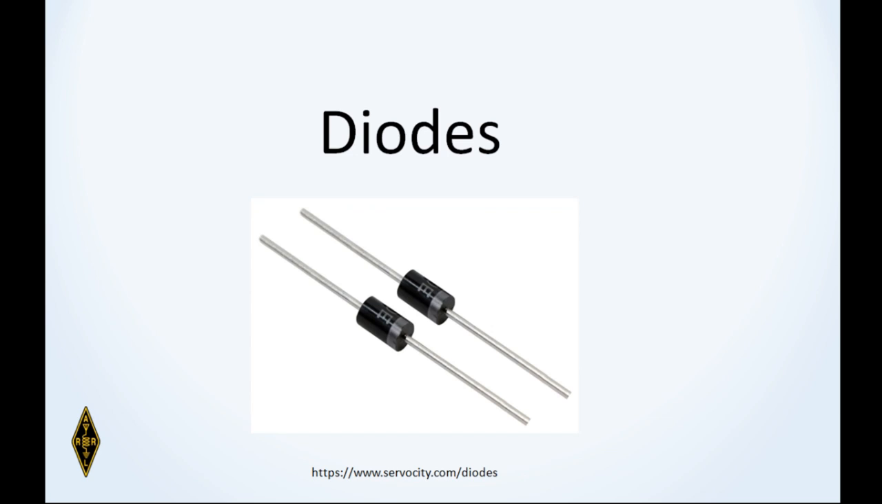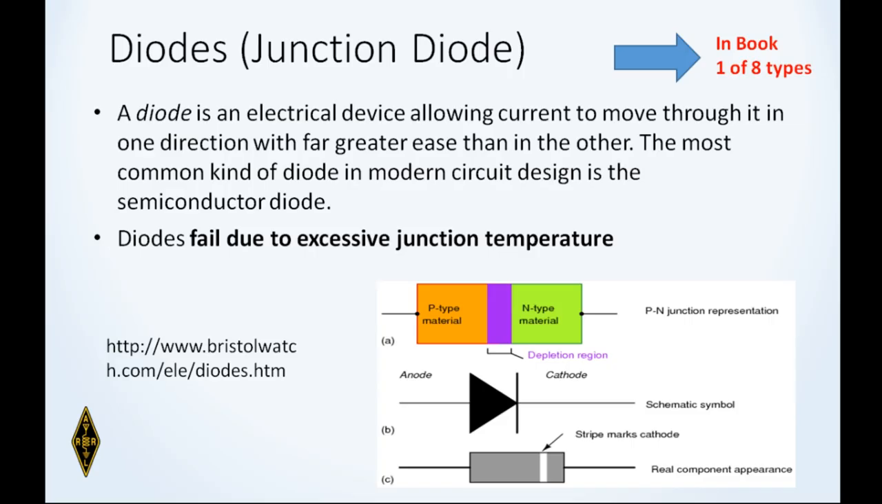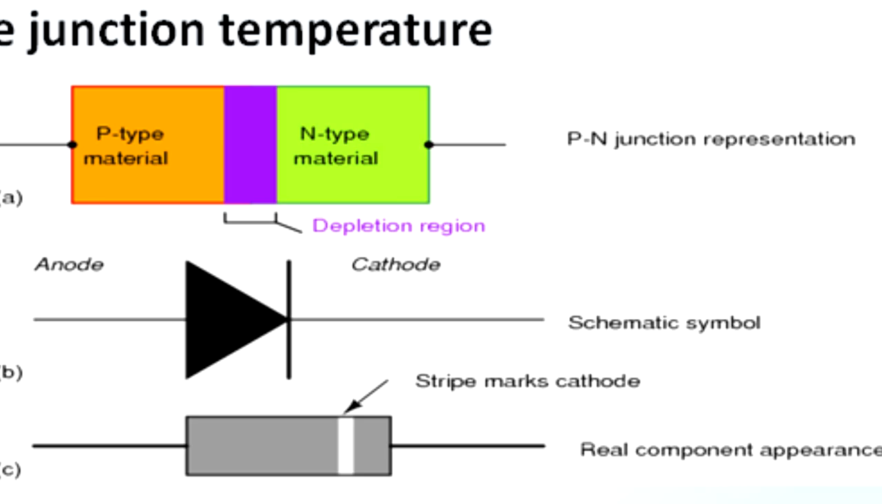Diodes are the most common semiconductor device used in radio electronics. Diodes, or junction diodes, are p-type material put right next to n-type material. In the book, they go over eight different kinds of diodes, and we're going to talk about them all tonight, because you need to know just a little bit about them. But junction diodes allow current to flow in only one direction. You see a pictorial on the top there on the A, and there's a schematic diagram there in the middle.